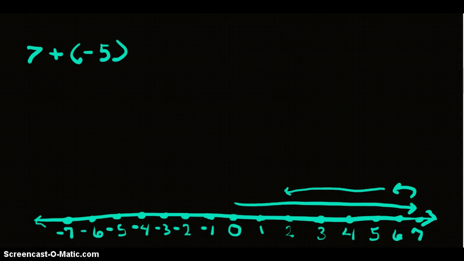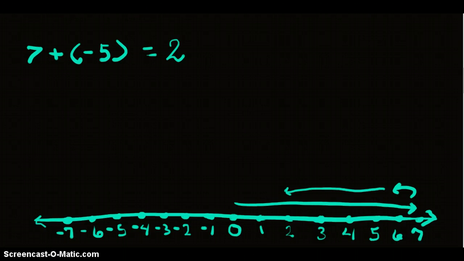It's really very simple. You start with 0 and you go from 0 to positive 7, do a quick U-turn, and then you go back the direction toward negative world 5 places, and you end up at positive 2. And that is the answer to this math problem, is positive 2.